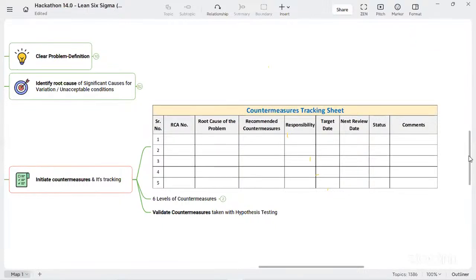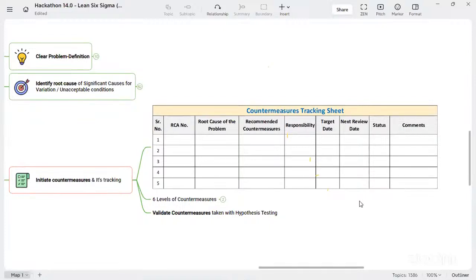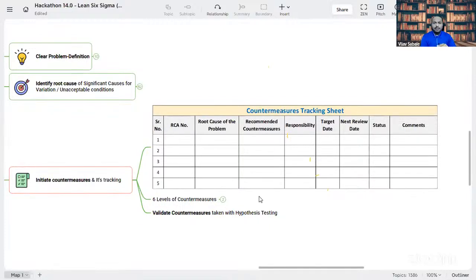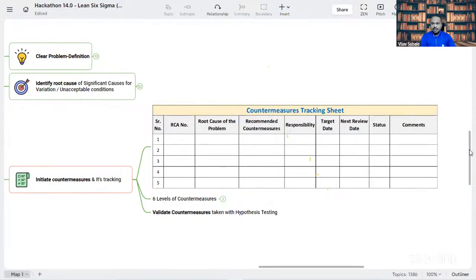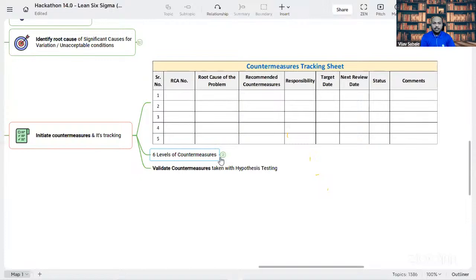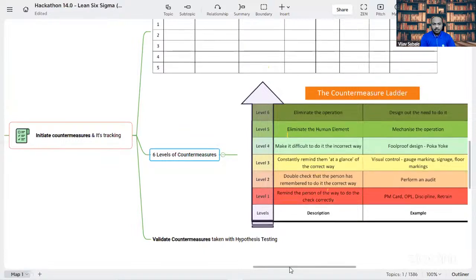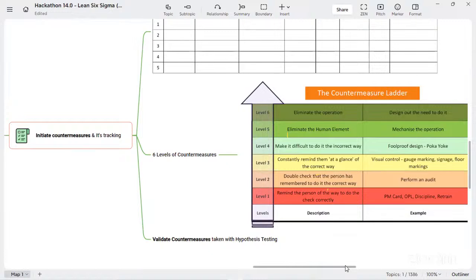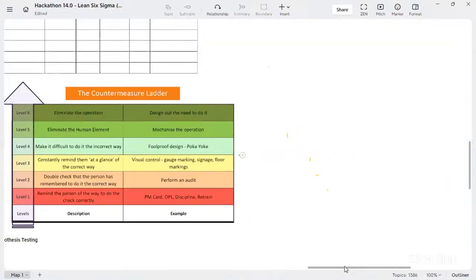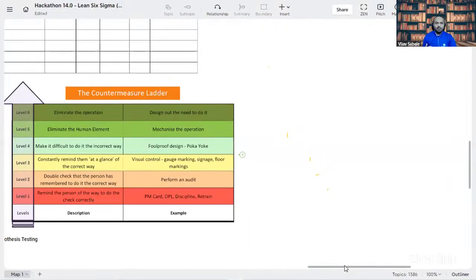Yes. Great, thank you. Now, as we have discussed the countermeasure tracking sheet, let's talk about the countermeasures that we are going to decide, right? So there are 6 levels of countermeasures. Let me go to the image. Can you see this image clearly? Yes, sir. We can see. Okay, I can see it. Yeah, thank you so much.